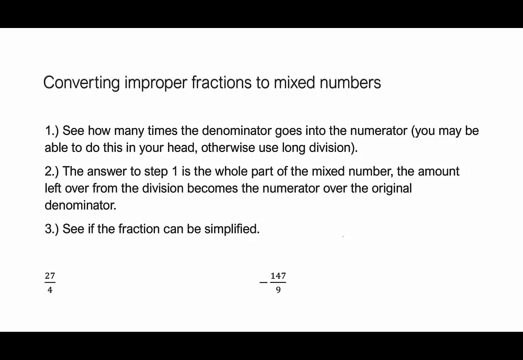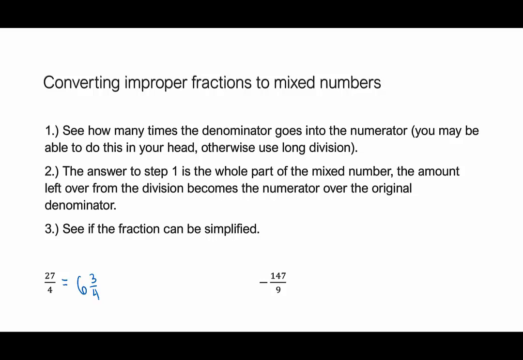So looking at some examples, 27/4, I might be able to do this in my head. So 4 goes into 27 6 whole times because 6 times 4 is 24. So I'm going to say that this is going to be 6. If I was to do this division, remember 6 times 4 is 24, that would leave 3 left over. So we put 3 in the numerator over 4 in the denominator. Then we want to see if it can be simplified. It cannot. So what I'm saying is that 27/4 is equivalent to 6 3/4.